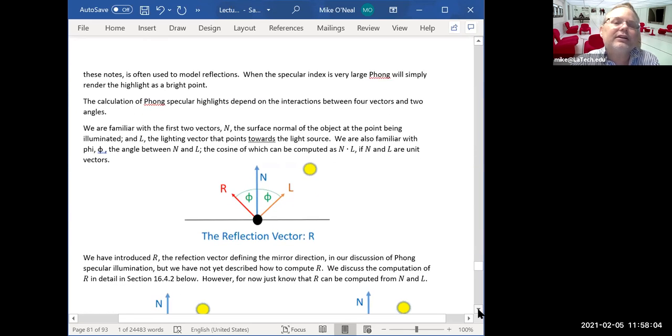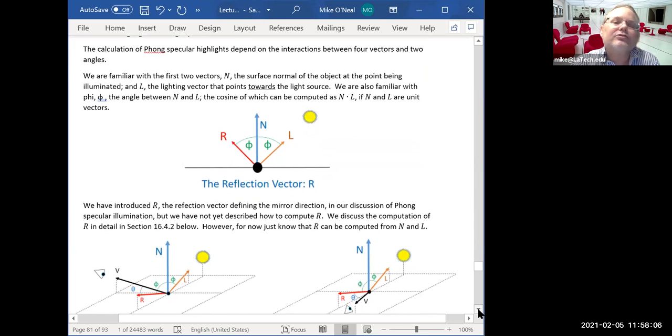But we'll use another technique later on in the last few lectures where we talk about ray tracing, and that'll be your last program. Okay, so the reflection vector, you might say, well, that's just minus L, right? It's not going to be that. But we can say that the angle between the surface normal and the reflection vector is the same as the angle between the surface normal and the lighting vector. So that's our reflection vector.